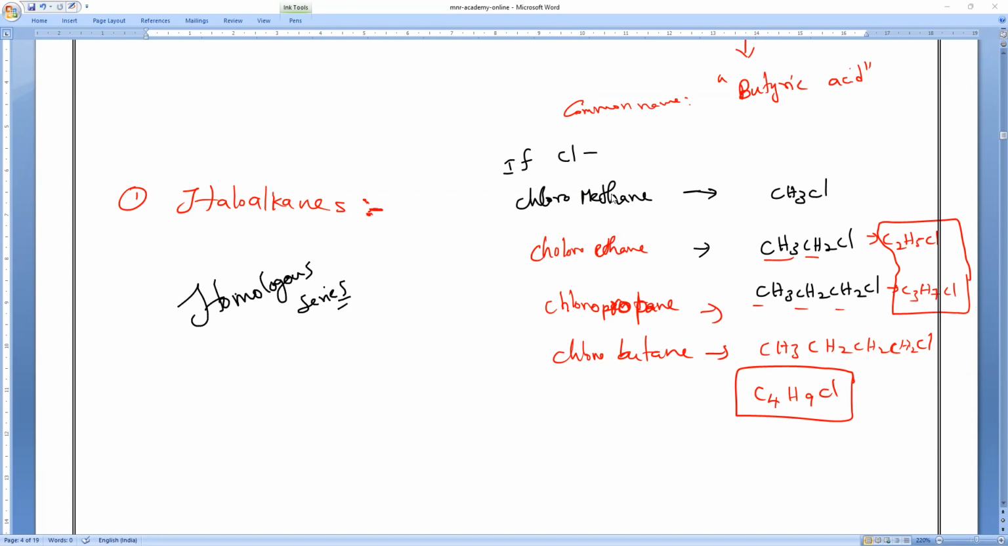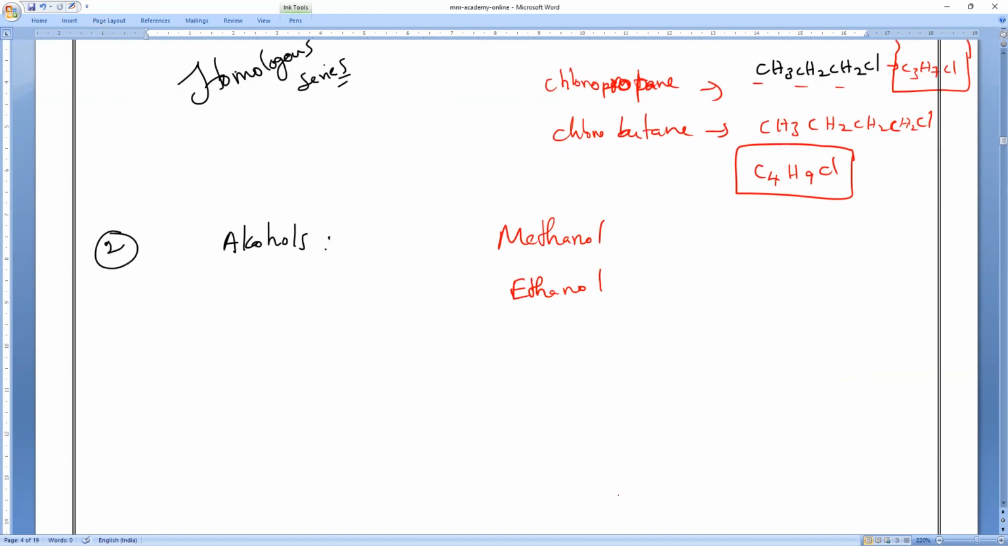So if you learn this now, haloalkanes are over. What is the second functional group? Alcohols. So alcohol starts from where? Methane, ethane, propane. It will also start from methane. So methanol. Next one is what? Ethanol. Next one. Propanol. Next one. Butanol. So what is the formula?